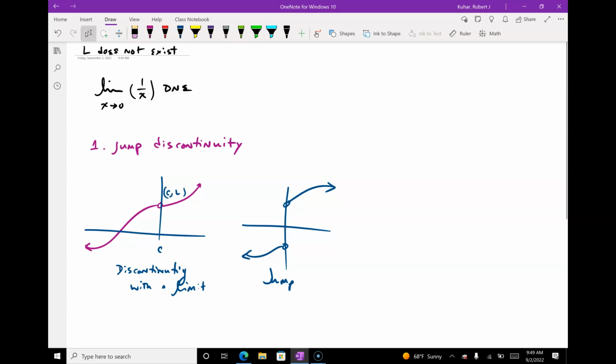So look at this jump discontinuity. What is my formal definition? Anybody have it? The very first symbol. What does that mean?